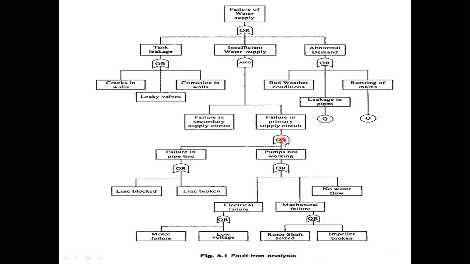Only if both cases occur will this other case come across, that is failure in primary supply circuit. Again, our logic is used here. Failure in pipeline may take place. Failure in pipeline, next one is pumps not working well. And failure in pipeline is again divided into two types. That is line blocked, line broken.